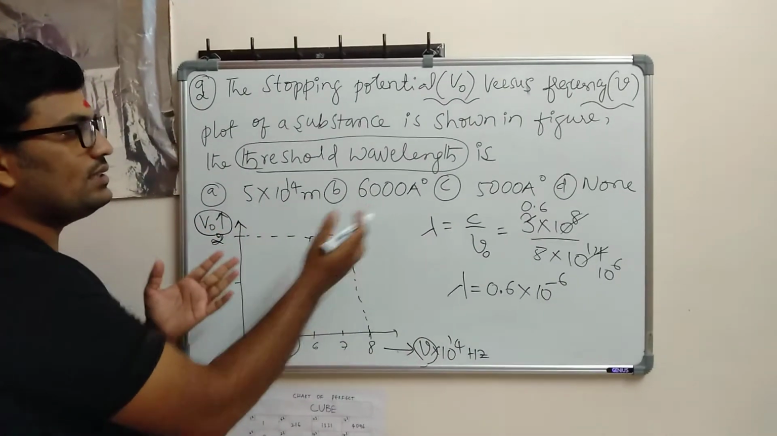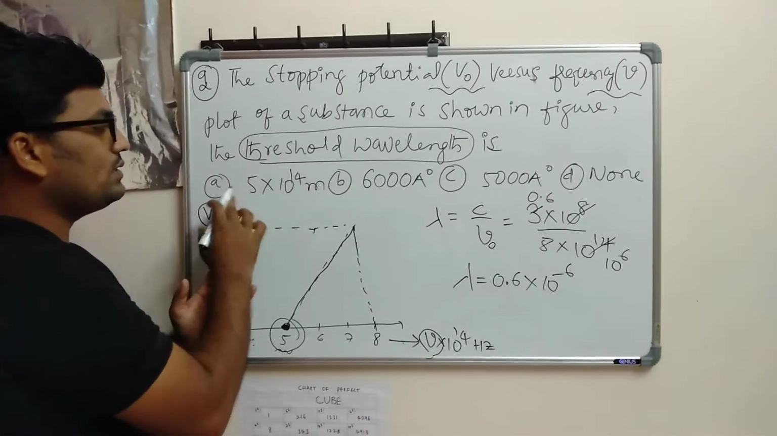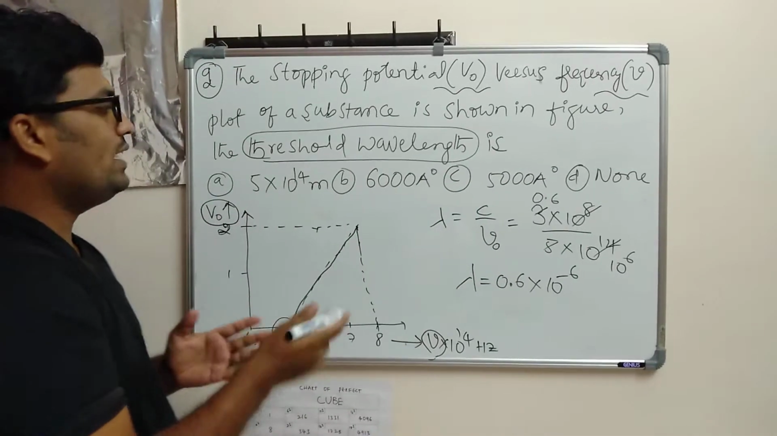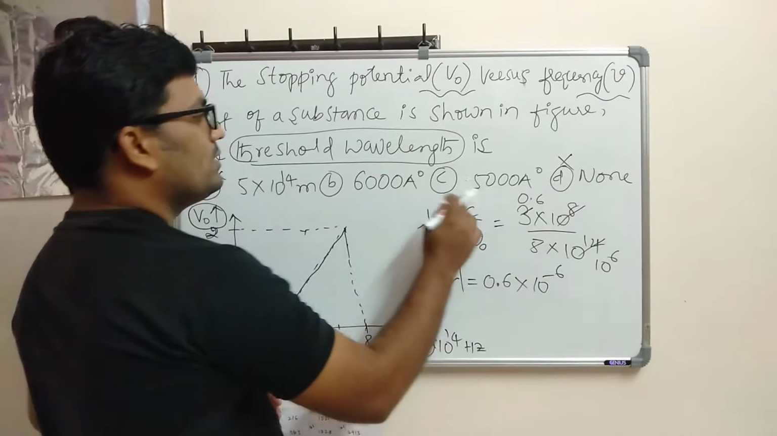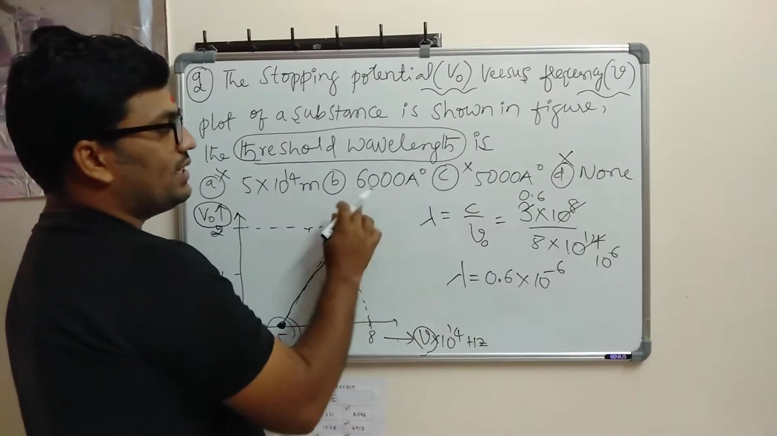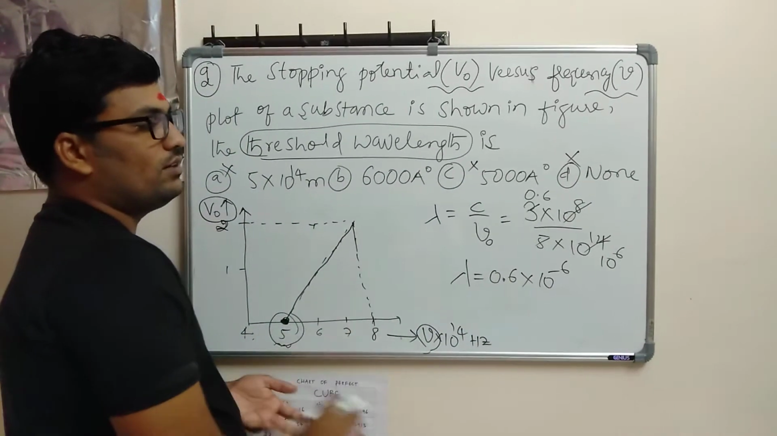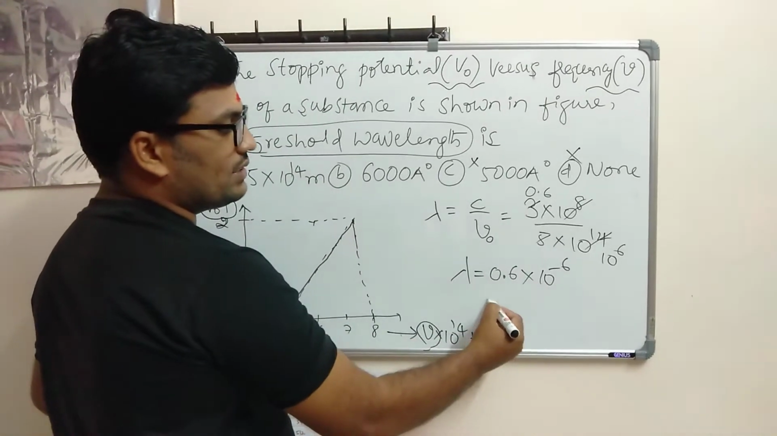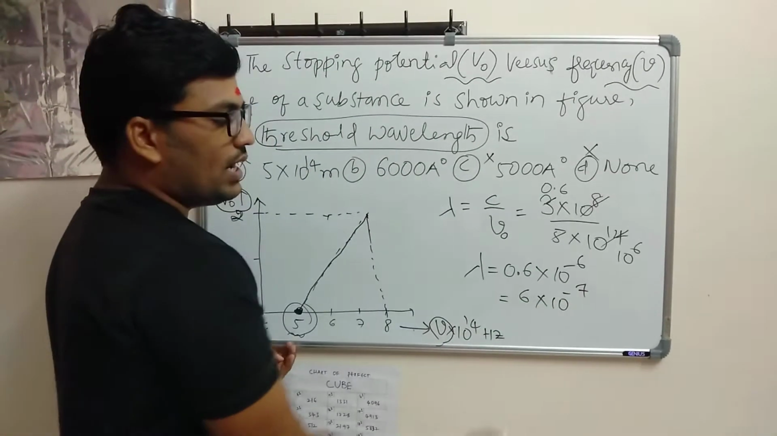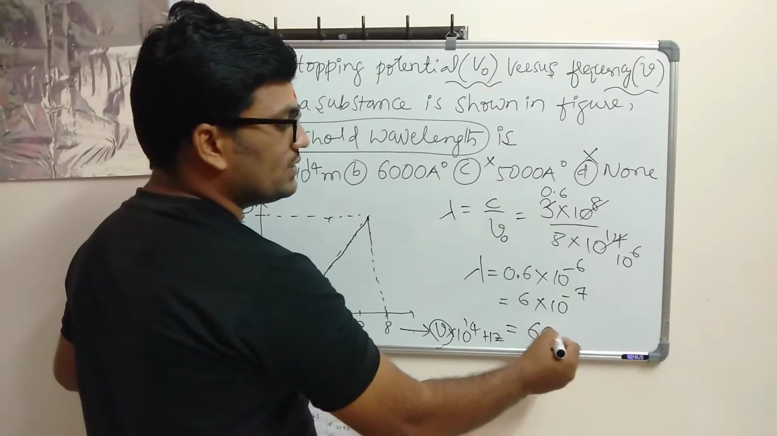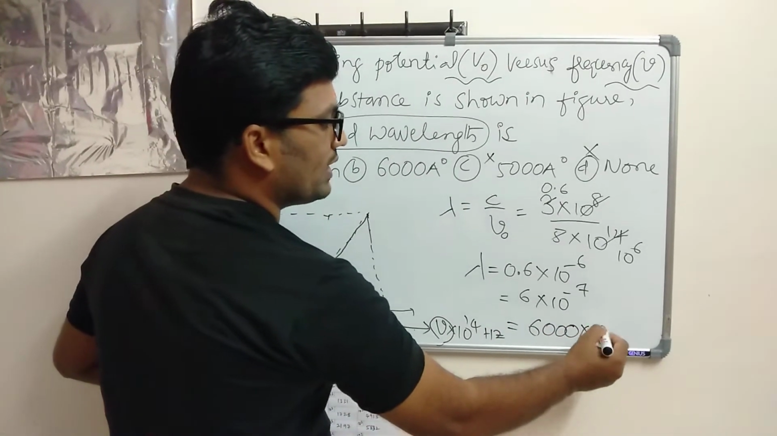Okay, but if I see the options A, B, C, D, A is definitely not an answer, D is not an answer, and C is not an answer, but B can be the answer. So how do you see it? You can convert this as 6 into 10 power minus 7, or else you can write it as 6000 into 10 power minus 10.